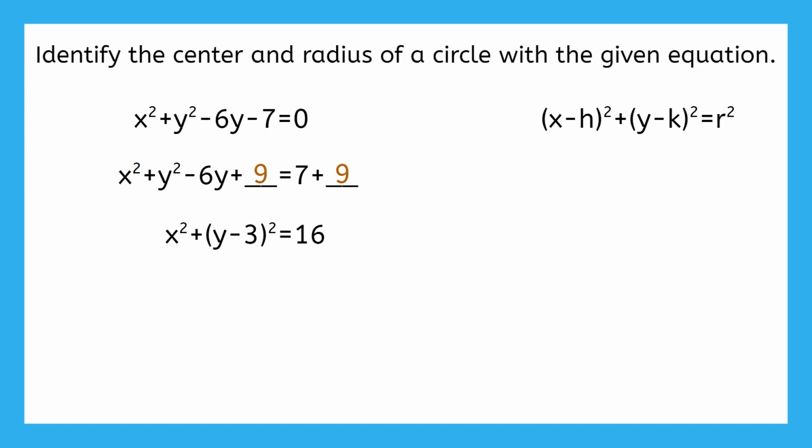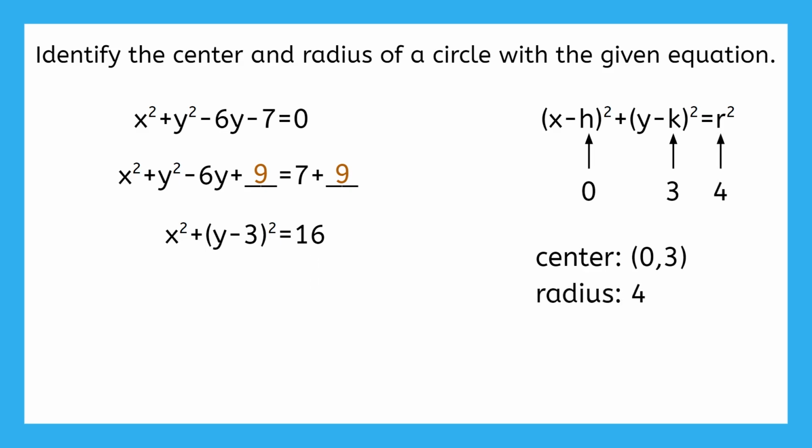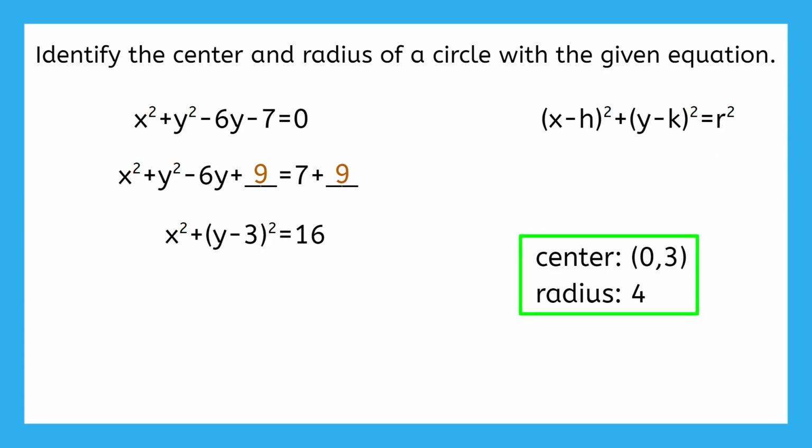Since we don't see an h term, that just means it's 0. We can see that the k term is 3, and that gives us the center at 0, 3. Then we can take the root of 16 to see that the radius of the circle is 4. And now that we've found what we're looking for, we have our final answer.